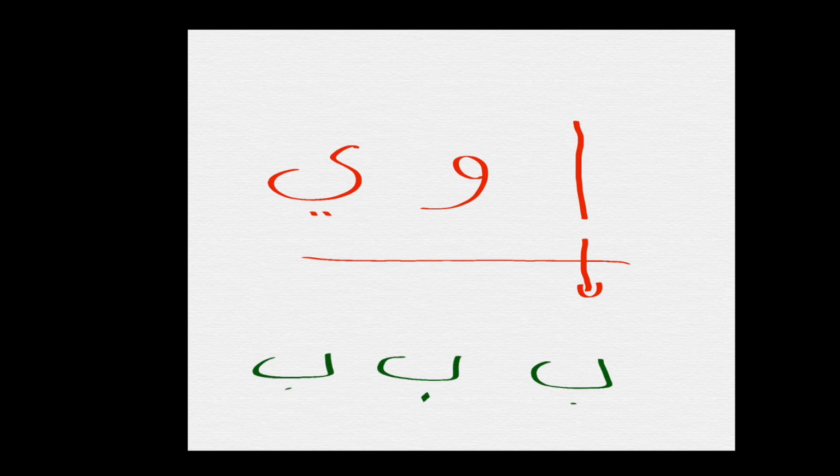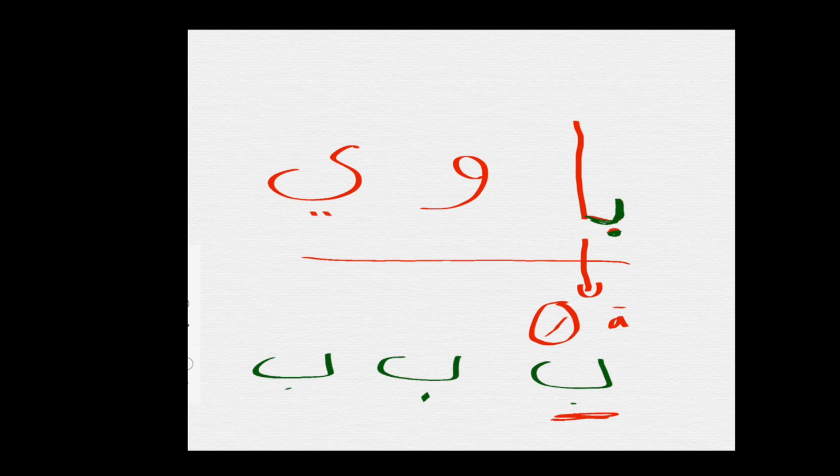So the short vowels are a diagonal dash, and this diagonal dash is pronounced ah. So the letter B with a short vowel A, you would pronounce it ba, ba. Whereas B with the long vowel A, you would pronounce it baa, baa. It's pronounced long.